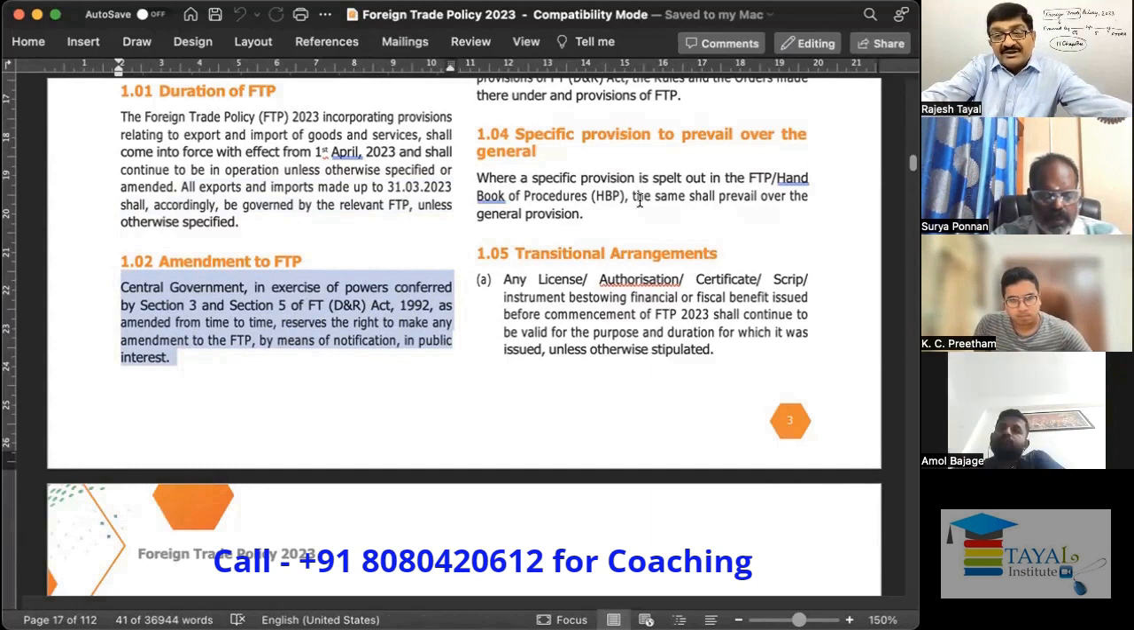Number one, the power to amend is vested in the central government only. Number two, amendments by way of notification. And number three, every amendment should be in the public interest only. So in this, you have 3 points. Number one, power to amend the policy is vested exclusively with the central government.